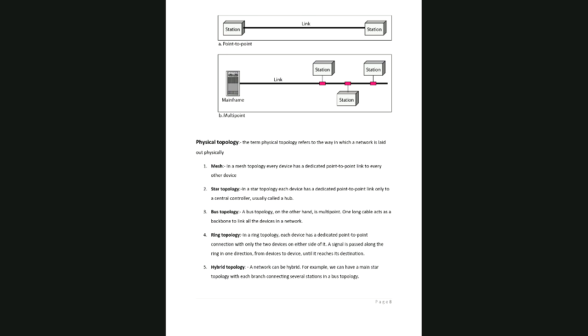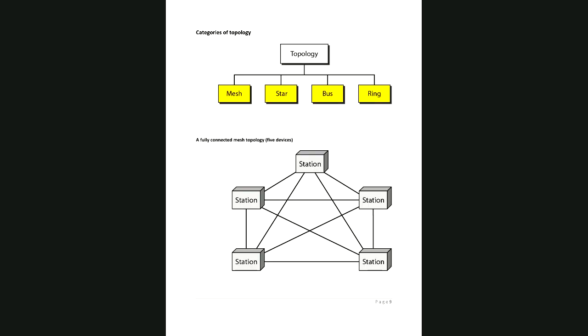The hybrid topology is a combination of two or more different topologies. That is the reason we give it the name hybrid topology, and we have a main star topology connecting each branch of several stations in a bus topology. You can see it in the diagram. Based on that, I am going to give you an activity. I will upload the activity questions on this.